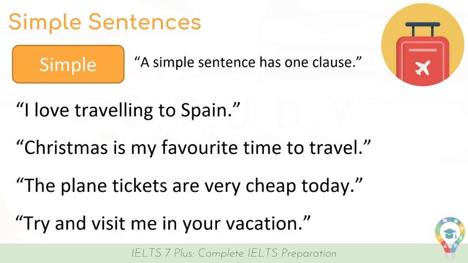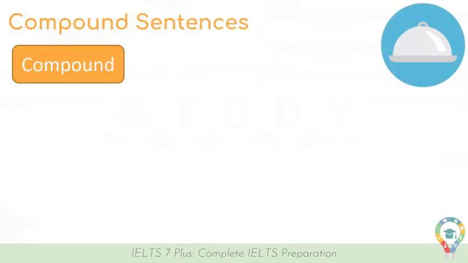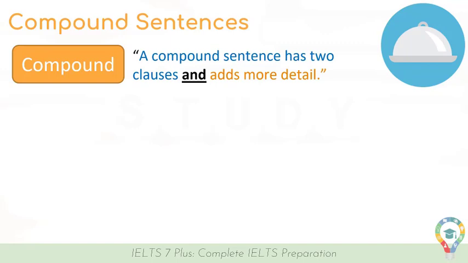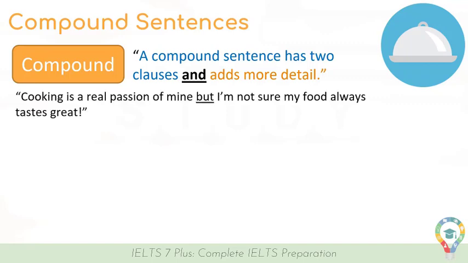Let's move on to compound sentences. A compound sentence has two clauses and adds more detail. Now you may have noticed that I've underlined and. And is a connective, and a compound sentence will always use a connective. I'll show you some examples around the topic of food. Cooking is a real passion of mine, but I'm not sure my food always tastes great.